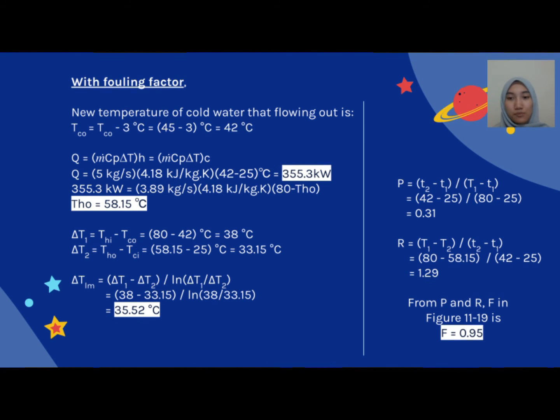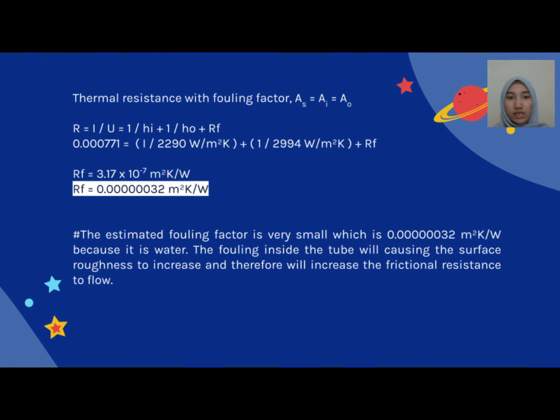And then we calculate the P and R constants, which are 0.31 and 1.25 respectively, and the F value, which is the correction factor for this multi-pass, is 0.95. So lastly, we calculate the fouling factor by using the thermal resistance equation and we get the RF to be 0.00000032 meter cubic Kelvin over watt.